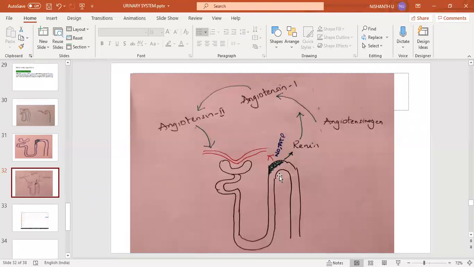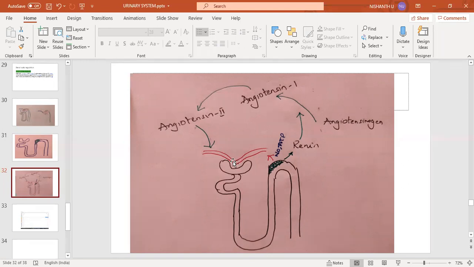It will constrict. Then on the afferent arteriole, the macula densa region will also release nitric oxide, as well as ATP. Nitric oxide is a potent vasodilator, so it will promote dilatation of this particular area. That means this will get dilated, this will get constricted. Thereby the filtration rate will be increased.